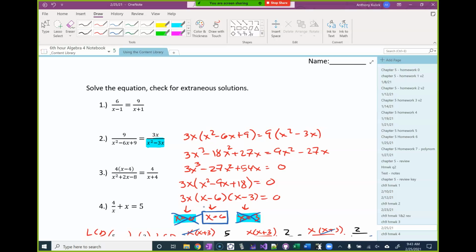Just FYI, if you plug 3 into the first denominator, that also gives you 0. So, right? 9 minus 18 plus 9, yeah, that's 0 also. So this one had two extraneous solutions. But that's okay.